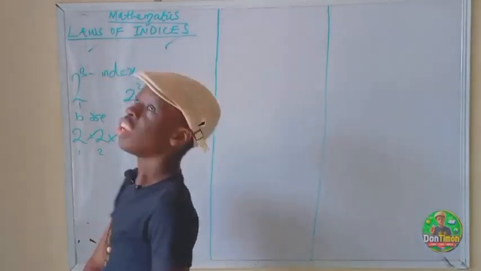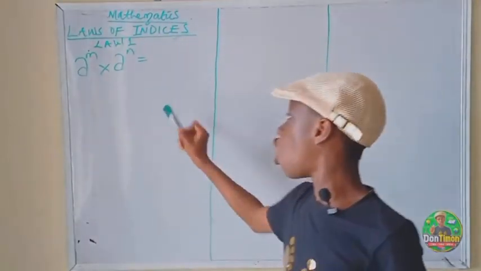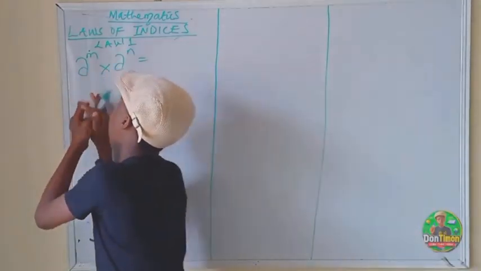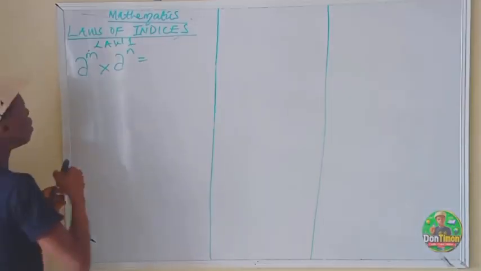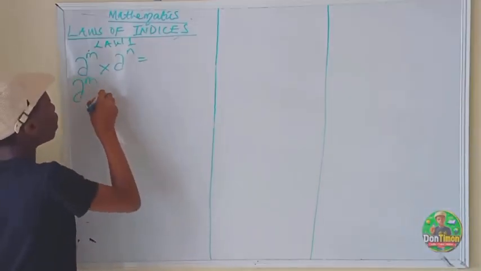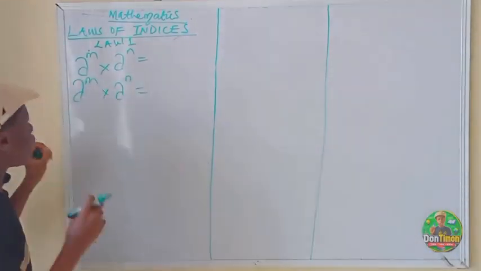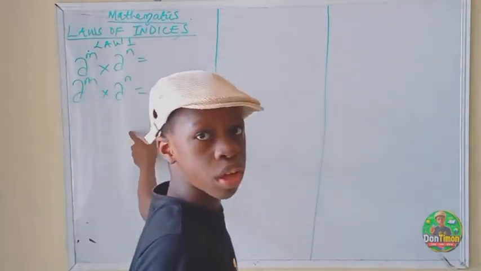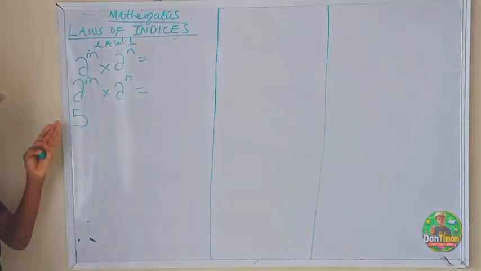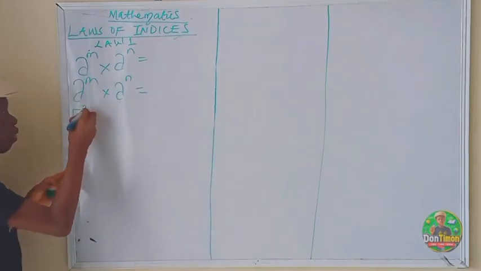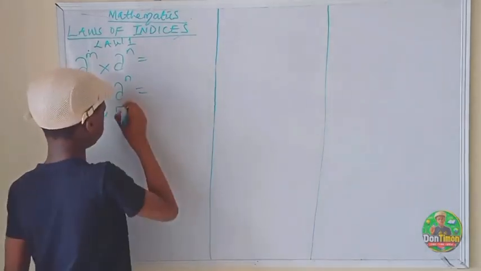Now let's move over to the laws of indices. So this is law 1. A raised to the power of m times a raised to the power of n. It says that a raised to the power of m times a raised to the power of n is equal to what? Let me give you an example for what the law will state. Let's use a common number: 5 raised to the power of, let's say 3, times 5 raised to the power of, let's say 2.